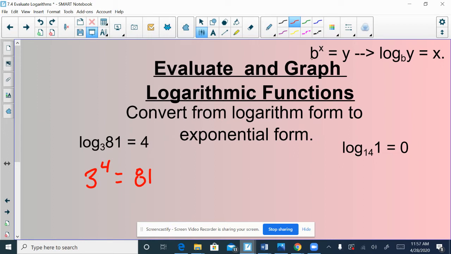We can reorganize that into this one here. The base of your log is the base of your exponent. 14 to the 0 equals 1. That's a true statement because anything to the 0th is 1. So when it just comes to the conversion, that's the conversion. That's all you're doing for that part.